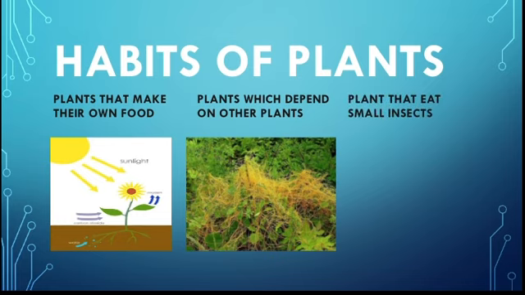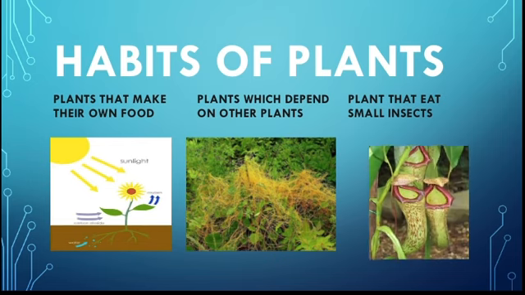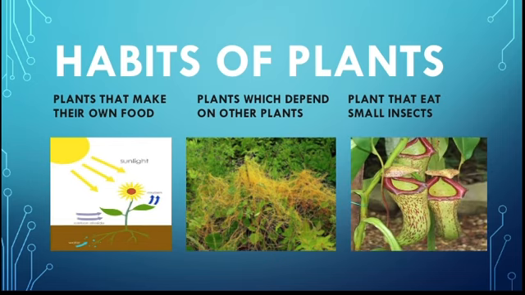The last one is plants that eat small insects. Some plants trap small insects and digest them. Such plants are called insectivorous plants. For example, pitcher plant, Venus flytrap, and so on. So these are the three habits of plants.